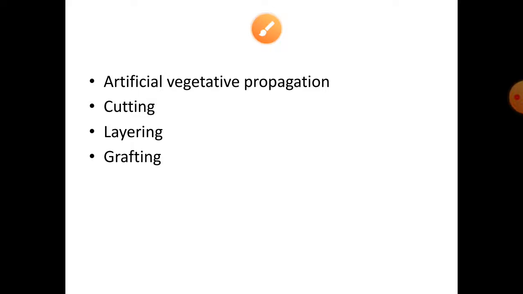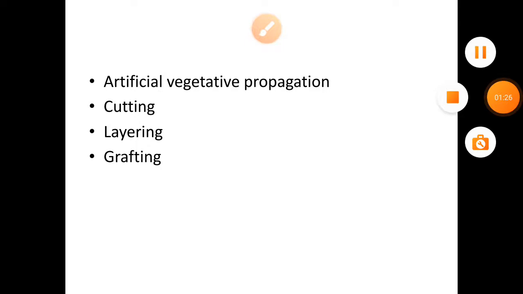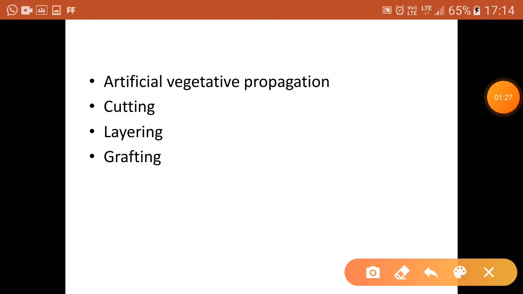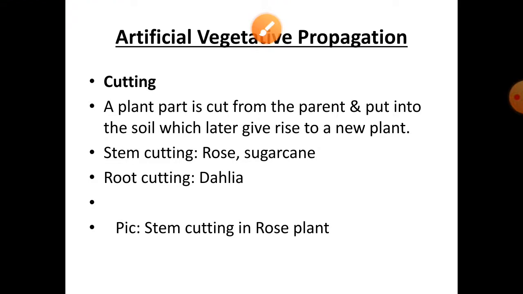Now see, first we will study artificial vegetative propagation, and then we will study natural vegetative propagation. Artificial vegetative propagation has been further divided into three categories: cutting, layering and grafting. First, start with cutting.